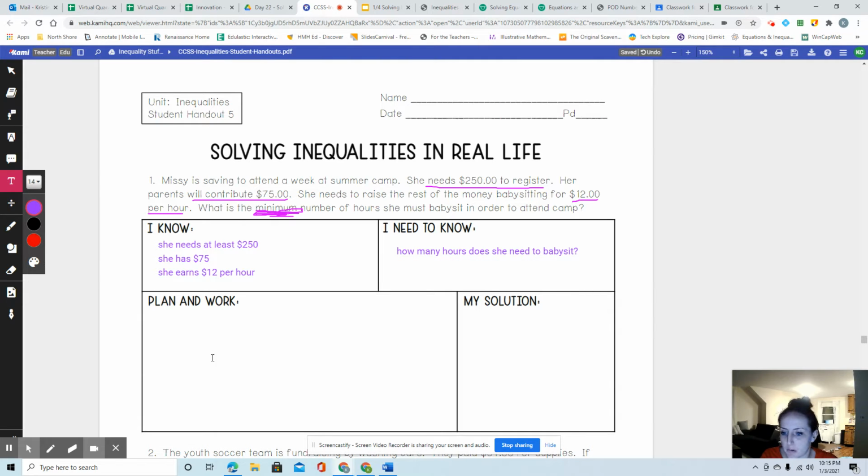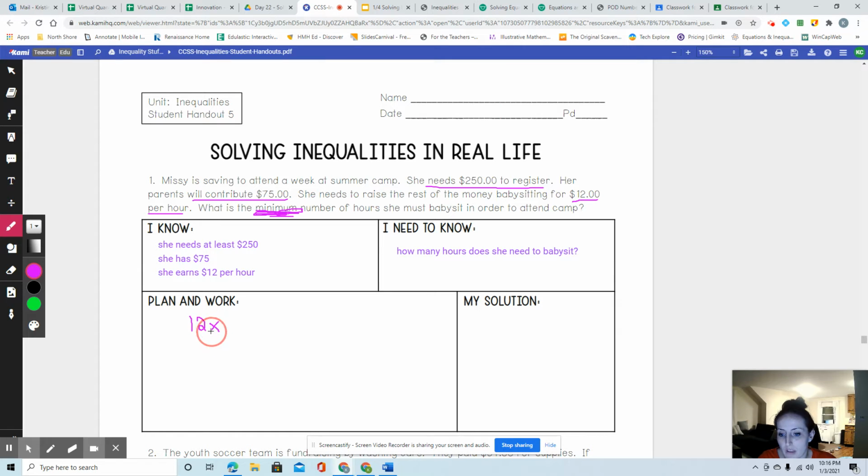And then we need to come up with our plan and work. This is where we're going to create our inequality and solve it. So first and foremost, I think it's easiest to identify the number that goes with the variable first, or your rate of change. Your rate of change usually has the word per associated with it, or it's an amount that changes depending upon how many hours she works. The 75 is not going to change no matter what she does, but the 12 will. So the 12 is what gets our x, or a variable.